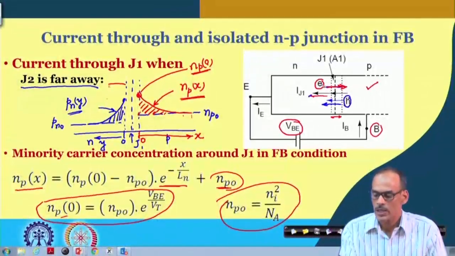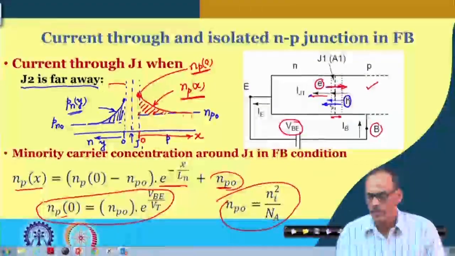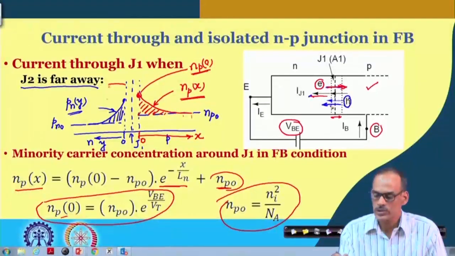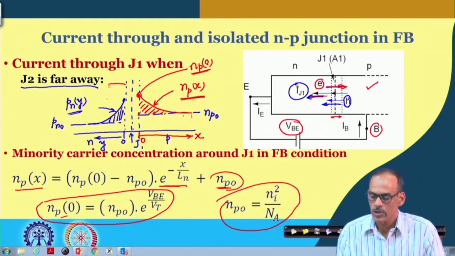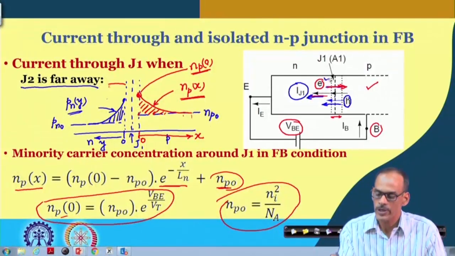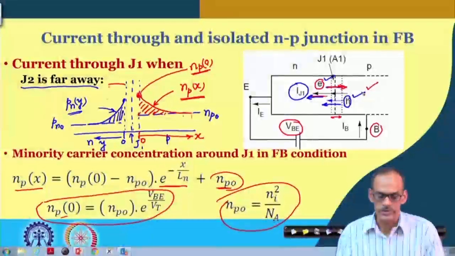So, though the electron and hole movements are opposite, due to their opposite charges both of them contribute to the total current. So, you may say that this junction current has two components, one due to the movement of the electrons, another due to the movement of the holes.